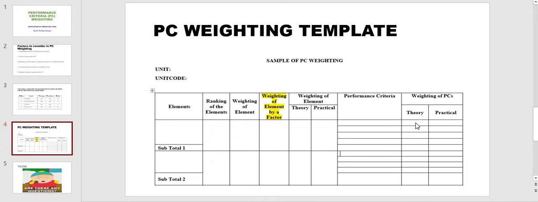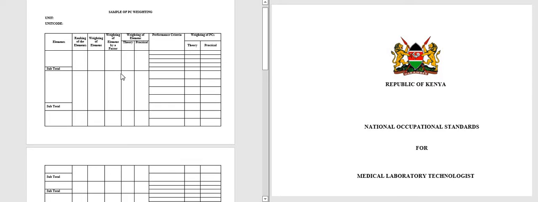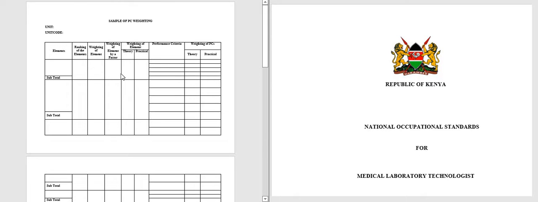Let's open one of the occupational standards and also the template for the PC weighting. Yes, so here we are. I've selected the occupational standards for medical laboratory technologists, and on this other side we have the sample of our PC weighting. So we want to develop this. First is a performance-based one, and we're going to use the critical aspects first of all to look into this.